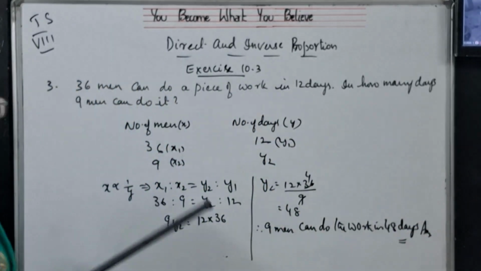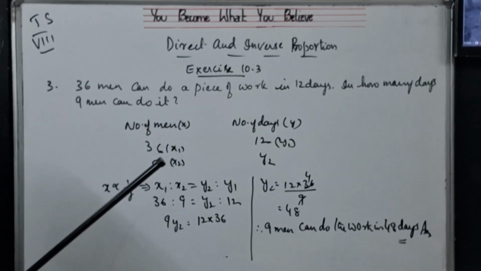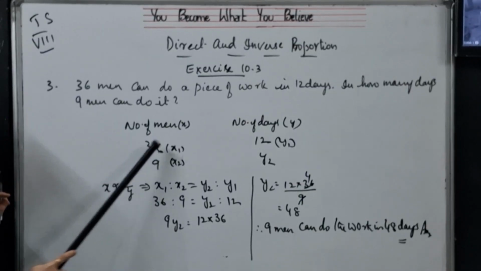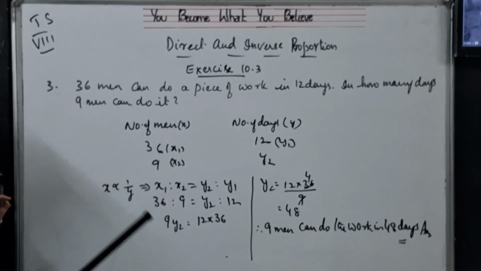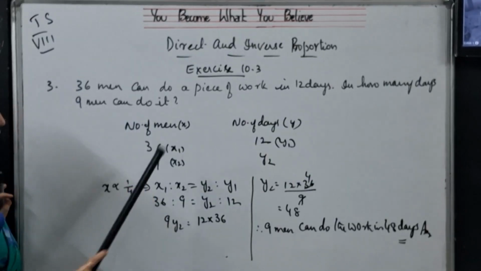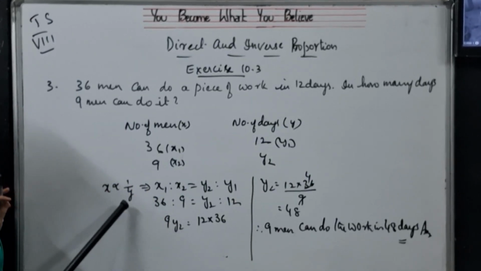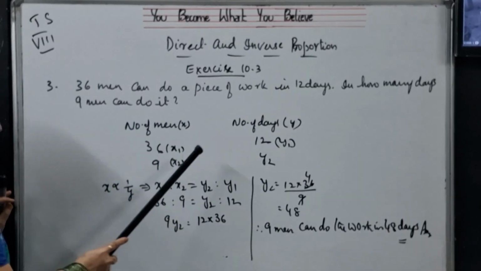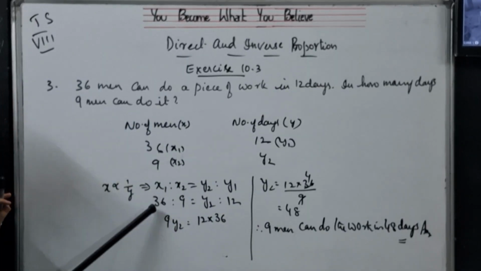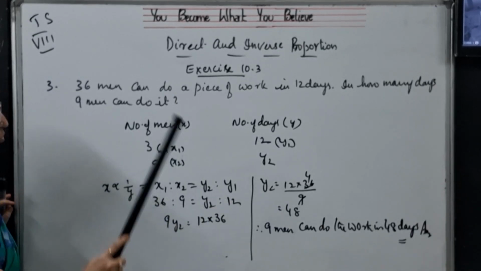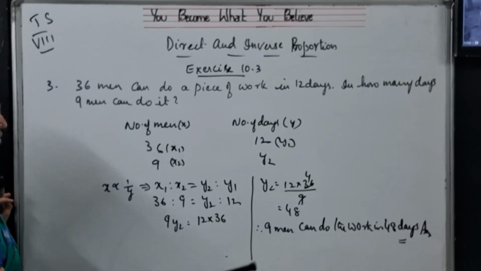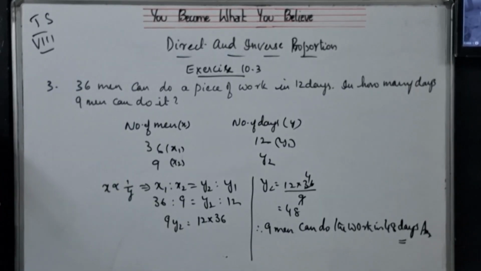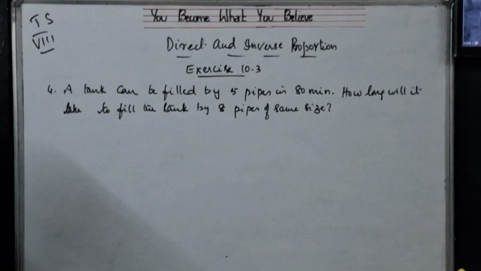So once again, 36 men can do a piece of work in 12 days. In how many days 9 men can do it? Number of men is x, number of days are y. 36 men can do it in 12 days. 9 men, how many days? They are inversely proportional. So x1 is to x2 is equal to y2 is to y1. x1, x2, y1, y2. So 36 is to 9 is equal to y2 is to 12. So 9y2 is 12 into 36. y2 is equal to 48. So 9 men can do it in 48 days. Please note it down.